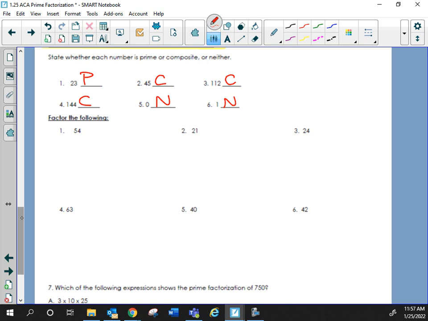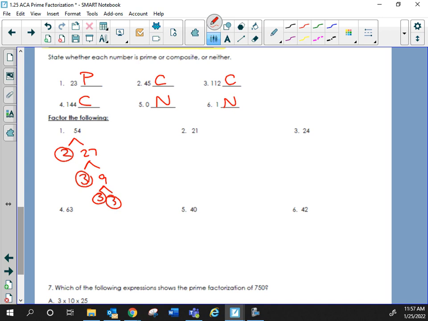What do we notice about 54 that can help us break it down? The 4 means that it's going to be divisible by 2. If it's an even number, I can divide it by 2. You might have to figure out what that other factor is, which is 27, and then it's up to you to go from there. 27, what can I break that into? 3 and 9. Is 3 prime? Yes. What about 9? No. Break it down into 3 and 3. Okay? So let's rewrite that.